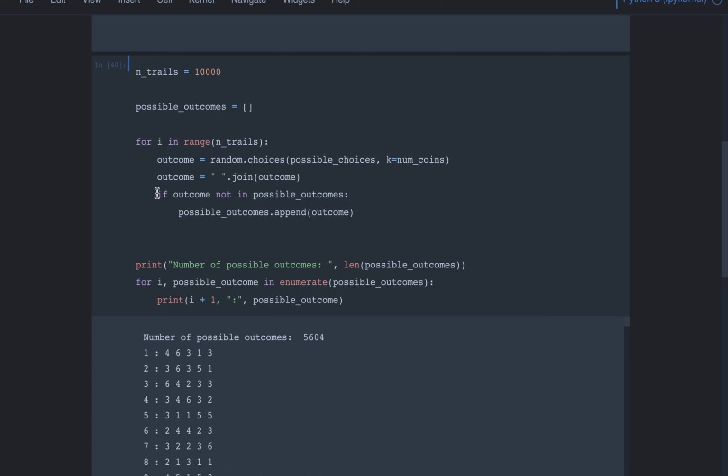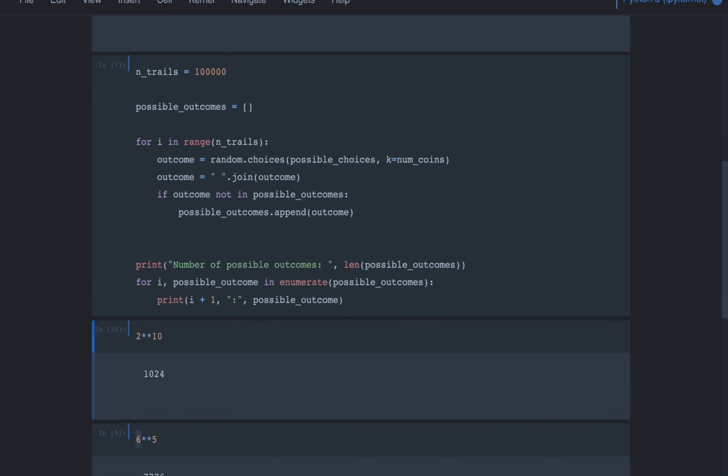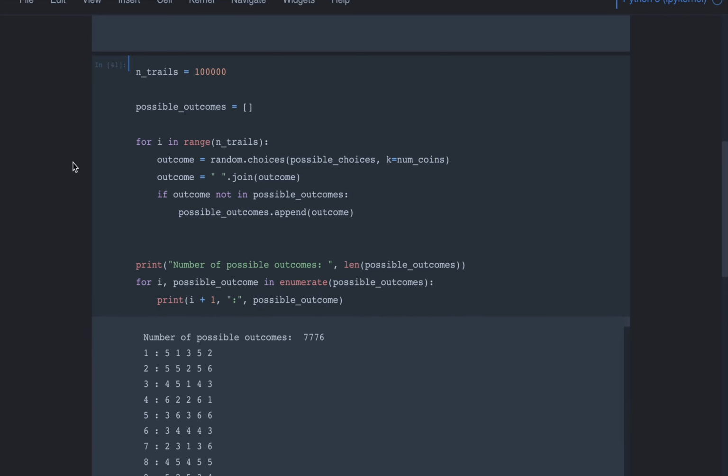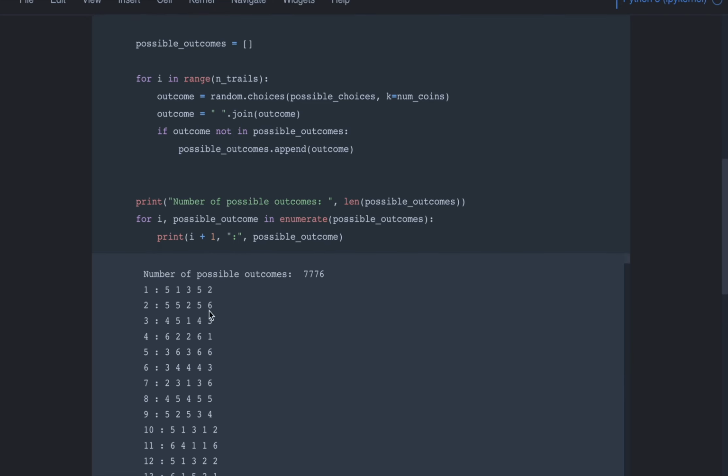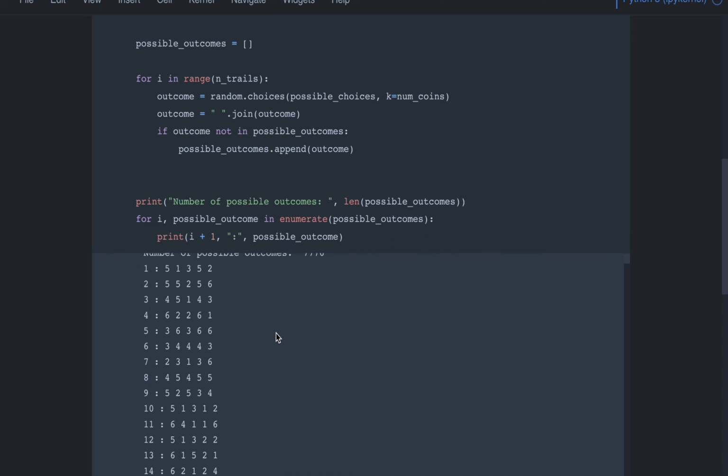So that's why here we are checking if this outcome is seen before. Only if it is not seen before, we are adding it to the possible outcomes. So that's why we need to run these experiments many times, more number of times compared to the potential outcomes. Then only all outcomes are sampled.